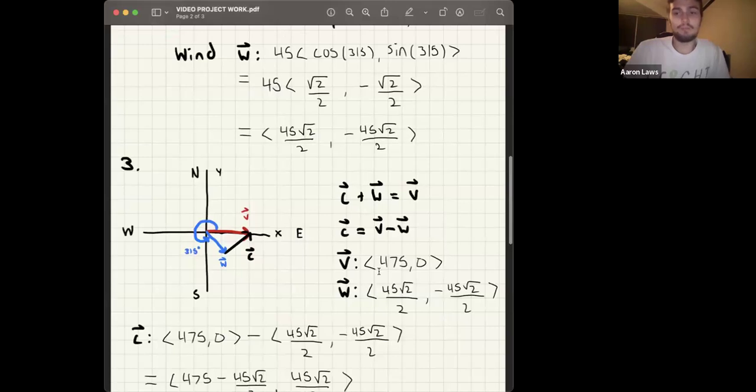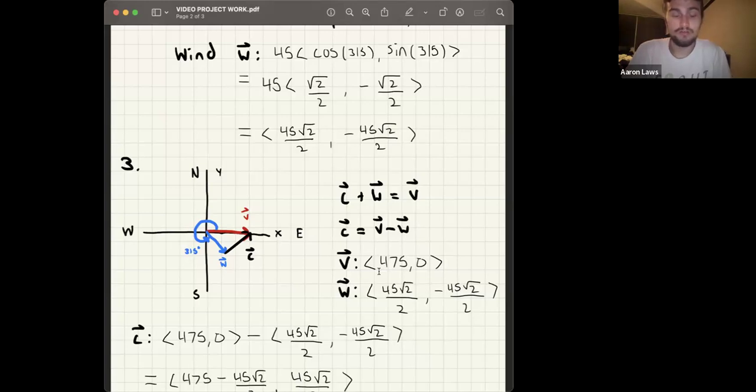Moving on to how we end up finding the vector that the pilot must fly to compensate for the wind. We'll call that the correction vector, going from the head of the wind vector to the head of the velocity vector. That represents the vector that we want to find. So the correction vector plus our wind vector would equal our velocity vector. So we flip that equation to solve for the correction vector by doing the velocity vector minus the wind vector.